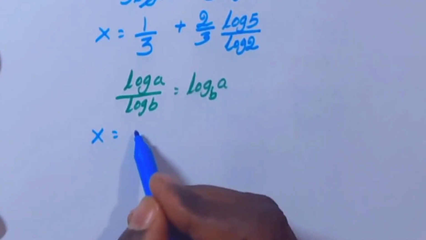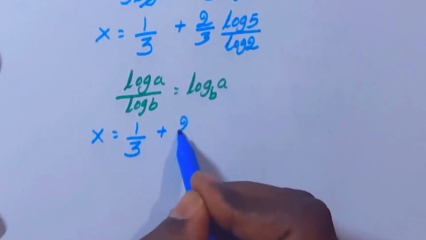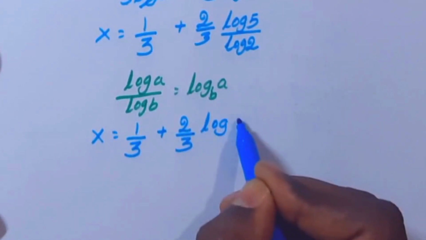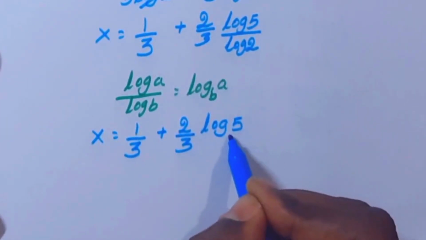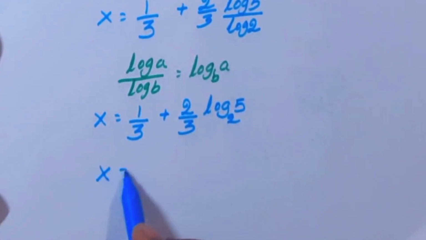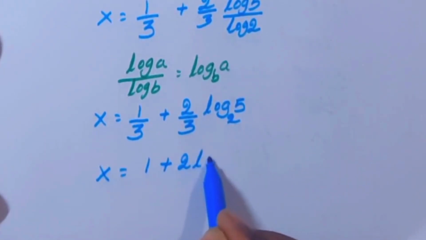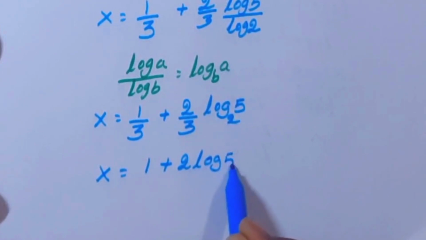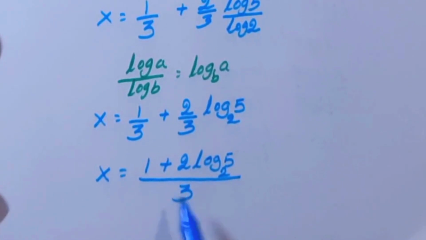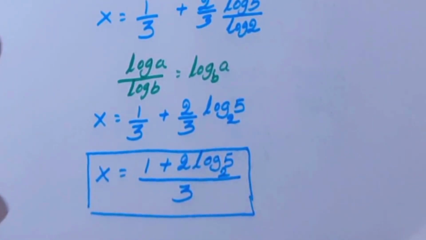x equal to 1 by 3 plus 2 by 3 log 5 base 2. So x equal to 1 plus 2 log 5 base 2, by 3. This is the x value.